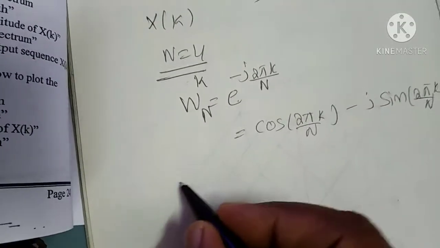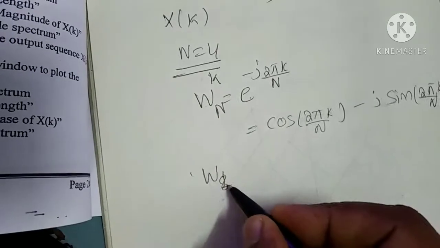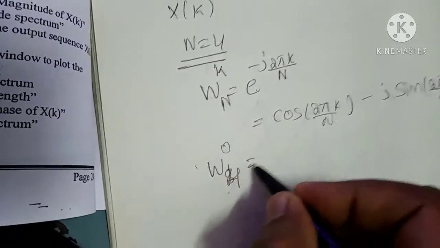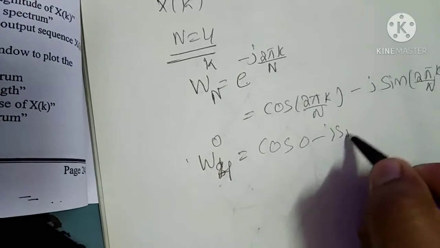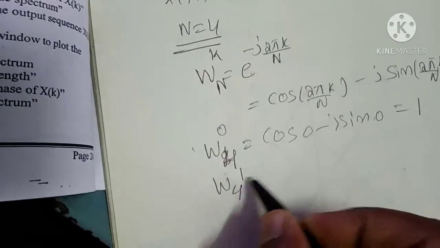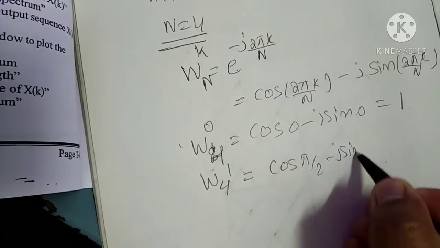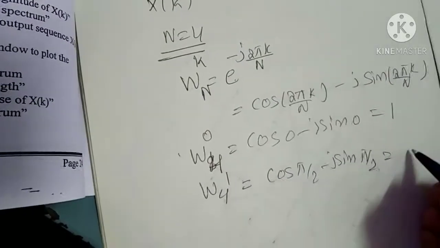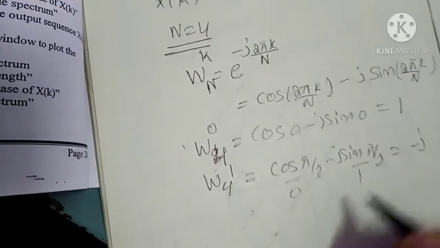Substitute the value. Here N is equal to 4, so omega 4 to the power of 0. Substitute the value here: cos 0 minus j sin 0 will give a value 1. Similarly, substitute the value for 1, we will get cos pi by 2 minus j sin pi by 2, and we will get the value minus j, because cos pi by 2 is 0 and sin pi by 2 is 1.